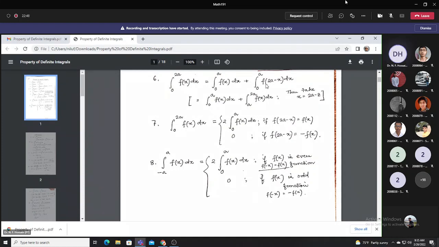So number 7 is an extension of number 6. If f(2a minus x) equals f(x), then we will get the first expression, 2 into integral 0 to a. But if f(2a minus x) equals minus f(x), then you will get 0.